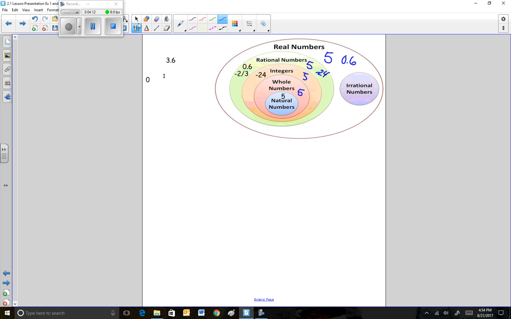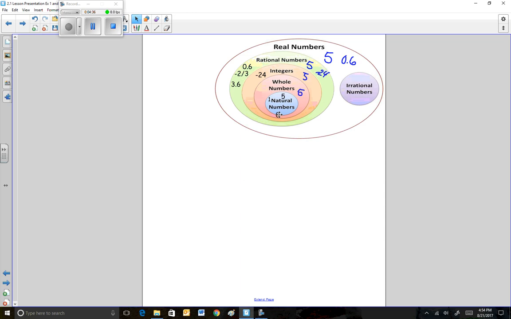Let's take a look at the next one that we have to discuss, 3.6. It would also be a rational number because it's a decimal that ends. The number 1, do you count with it? Sure. So there's 1. It would be considered a whole number, an integer, a rational, and a real number. How about the number 0?